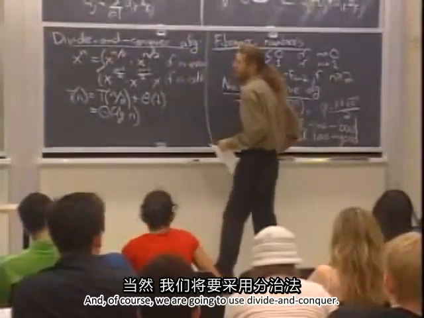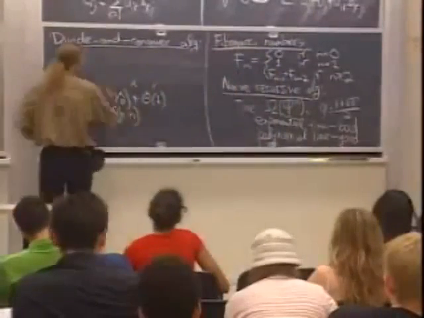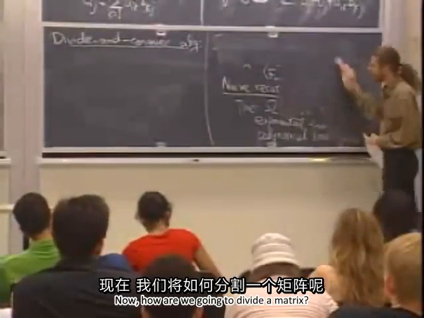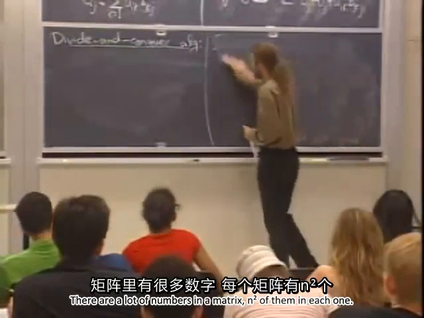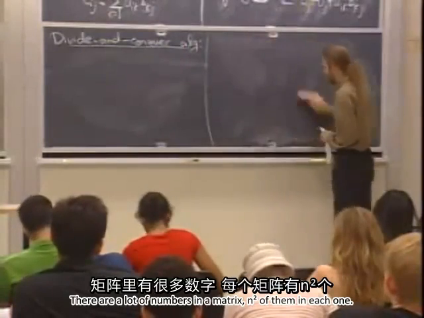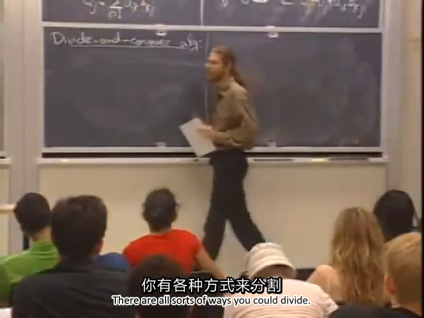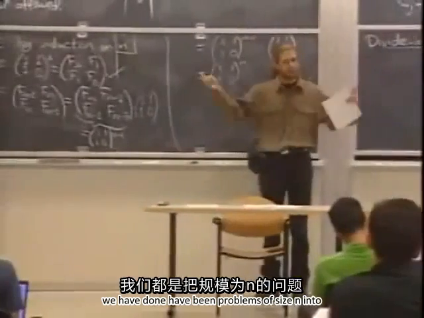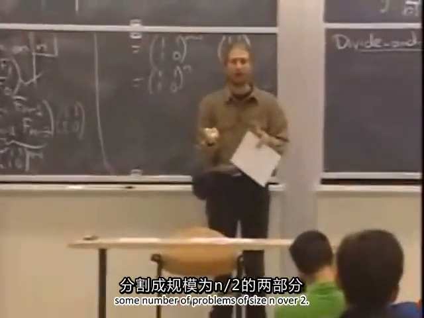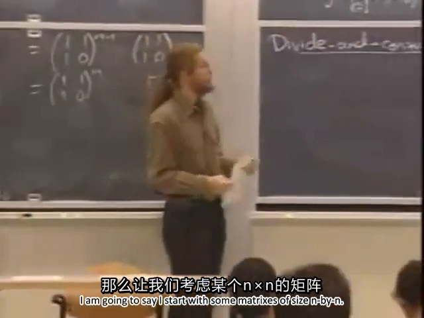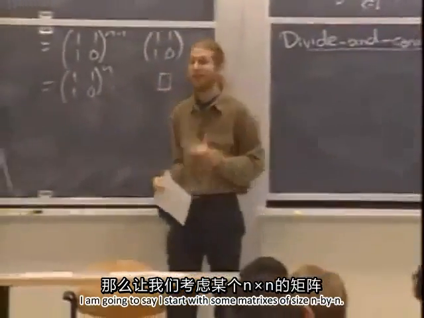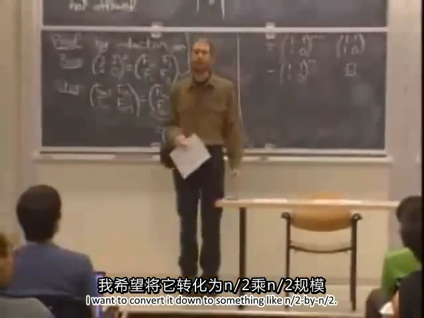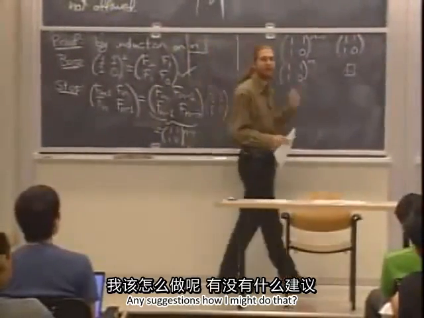And of course, we're going to use divide and conquer. Now, how are we going to divide a matrix? There's a lot of numbers in a matrix, n squared of them in each one. There's all sorts of ways you could divide. So far, all of the divide and conquers we've done have been a problem of size n into some number of problems of size n over 2. So I'm going to say I start with some matrices of size n by n. I want to convert it down to something like n over 2 by n over 2. Any suggestions how I might do that?